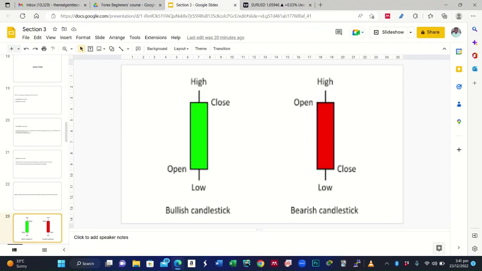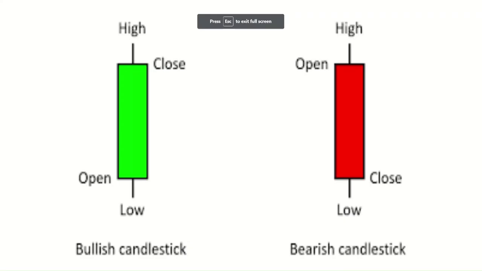Let's go back. I hope you understand the concept of candlestick now. When we're talking about a bullish candlestick, it means it closed higher than where it opened. And when we are talking about a bearish candlestick, it means it closed lower than where it opened. A bearish candlestick is coming downward, it closed downward, and a bullish candlestick closed upward. So that is candlestick formation.